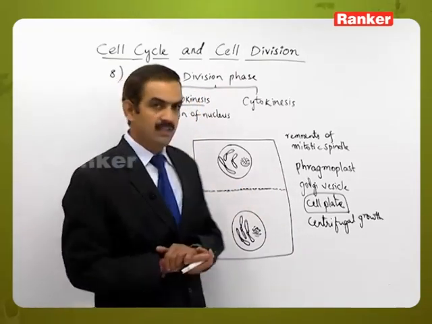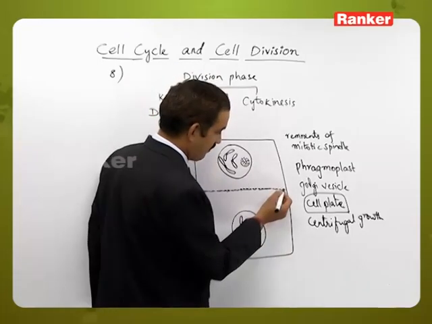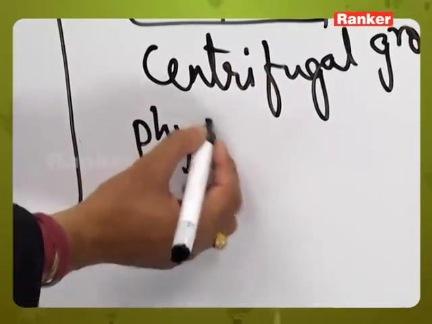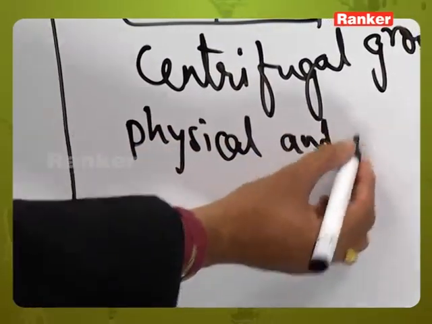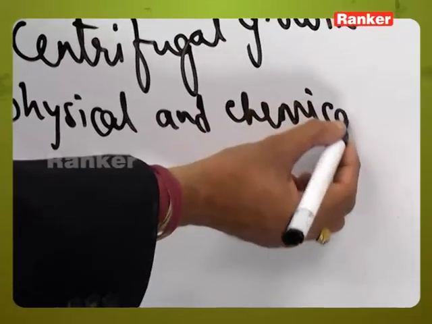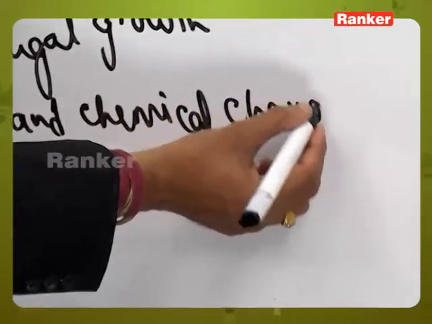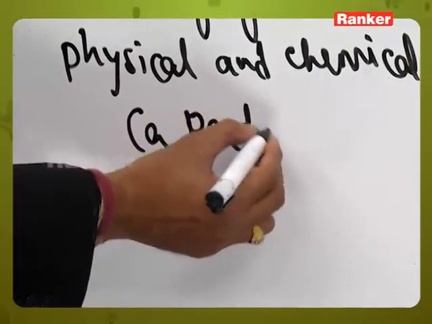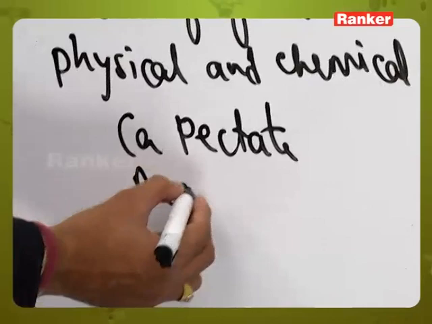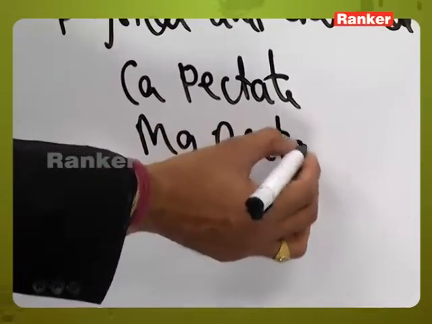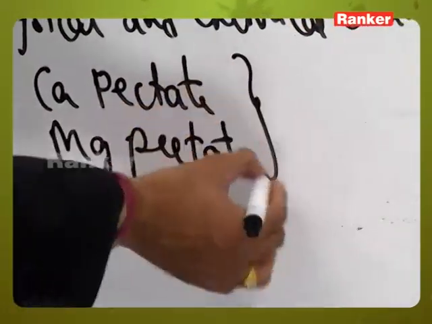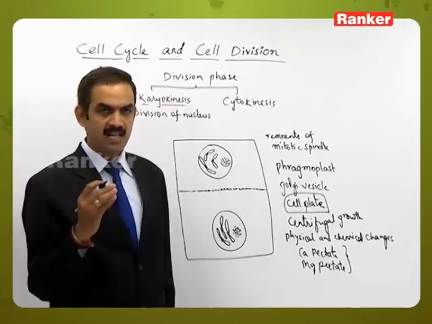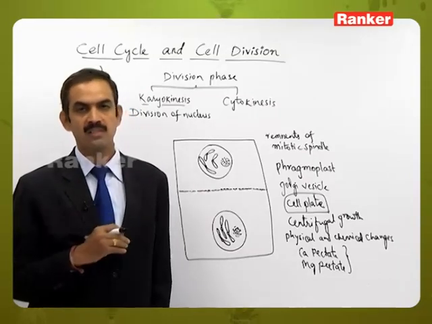After this, the cell plate that has been formed will undergo some physical and chemical modifications. Because of this, calcium pectate and magnesium pectate will get accumulated. When calcium pectate and magnesium pectate are accumulated, we call that part the middle lamellum, and the middle lamellum is the first layer of the cell wall.